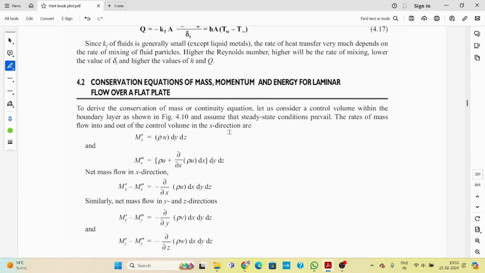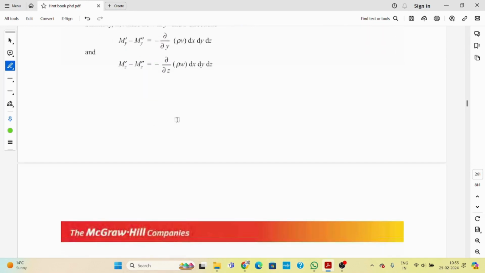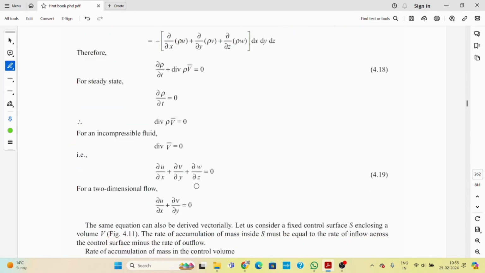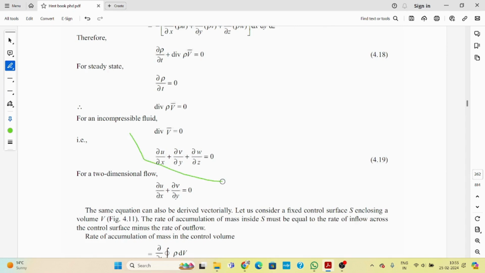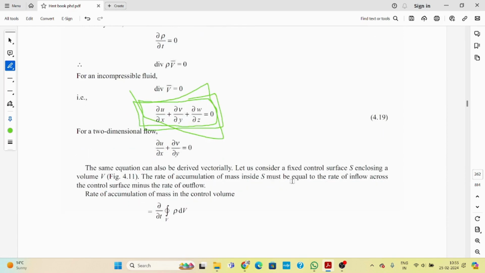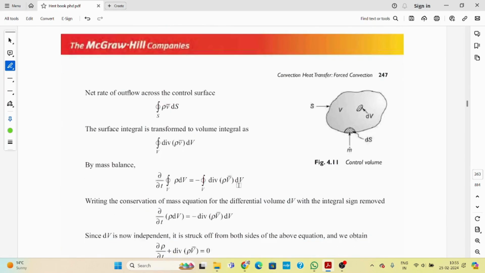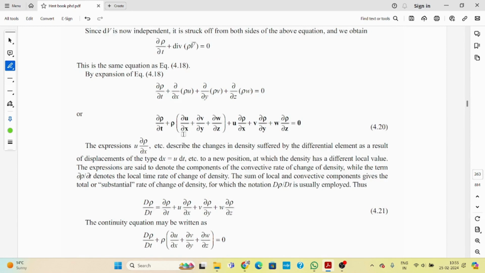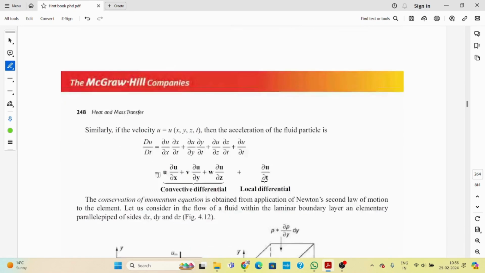Here you can see the same formulas we have gone through. Conservation equations of mass, momentum, and energy, for laminar flow over a flat plate. These are the derivative parts, and I don't think you have to remember all this. You just remember these formulas. Okay, the continuity equation for 3-dimensional steady state. For 2-dimensional, this dw by dz becomes 0. So no need to, I don't think you need to do it. Just remember this formula, and it will be helpful for your exams.